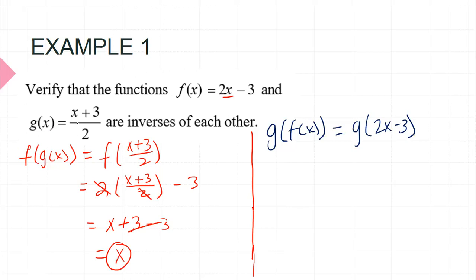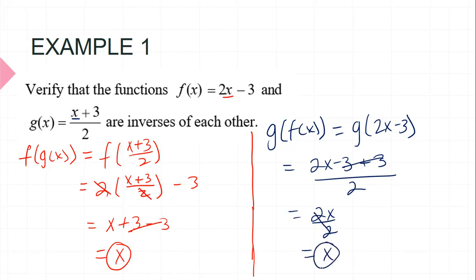And now everywhere that there is an x in g of x, it's going to become 2x minus 3. So that gives us (2x minus 3 plus 3) divided by 2. What happens to the 3's? They cancel, and we're left with 2x divided by 2. What happens to the 2's? They cancel, they equal 1. And we're left with x.